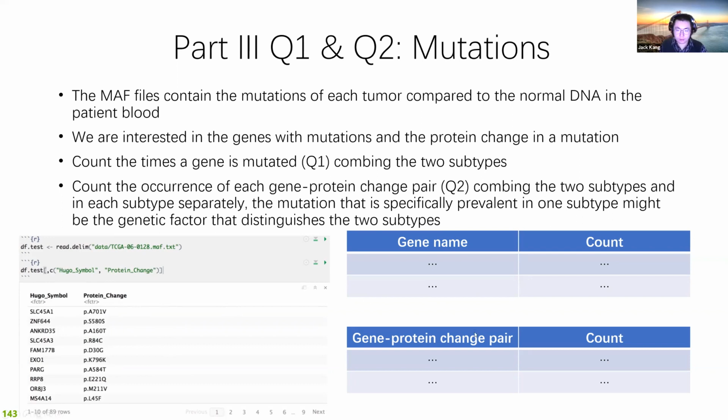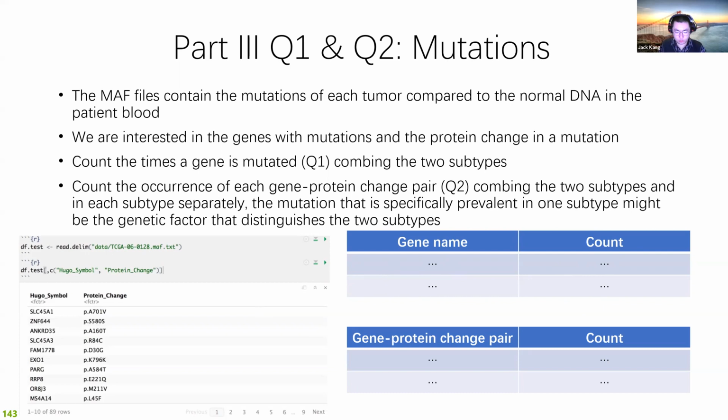In question 1 and question 2, what we want to see is you report something like a table with one column being the gene name or the gene protein change pair, another column being the frequency, actually the count of its occurrence.